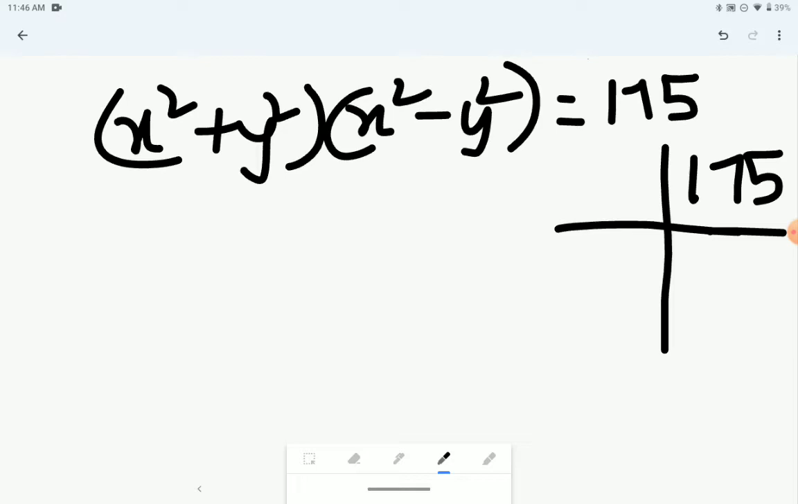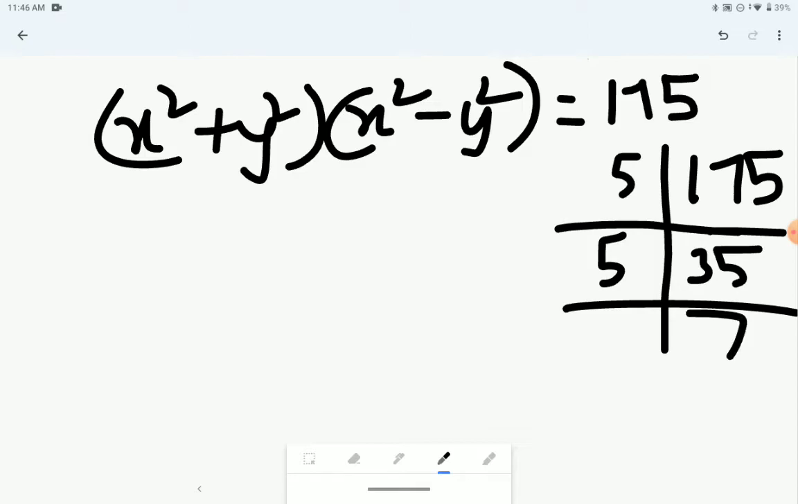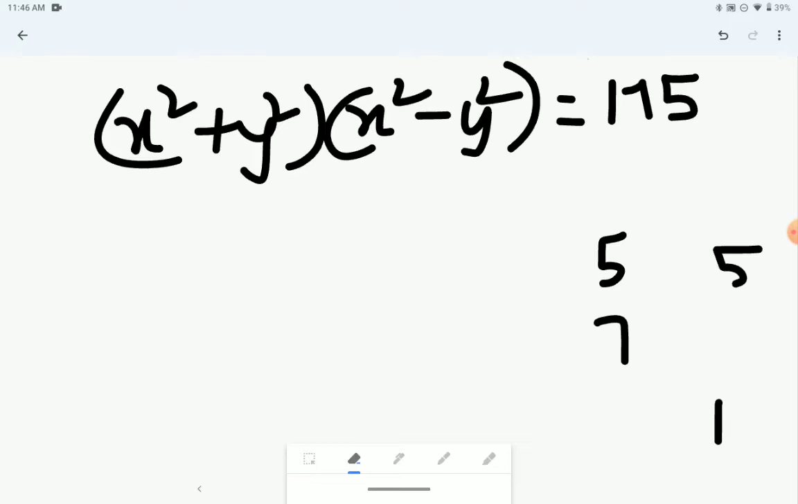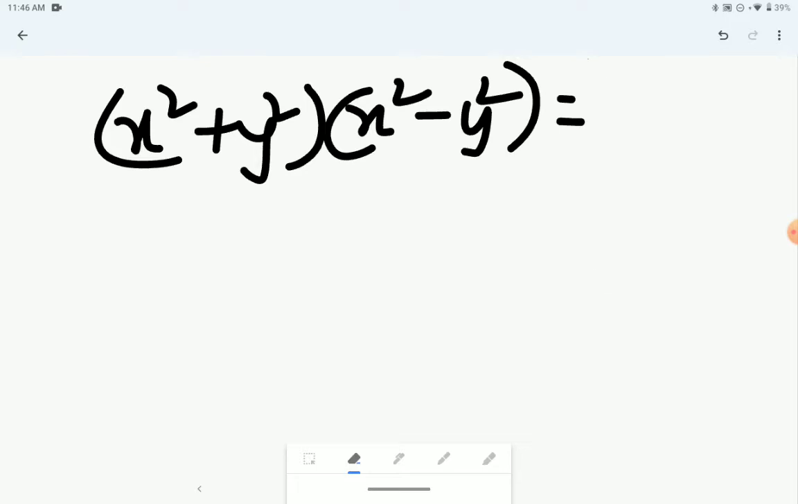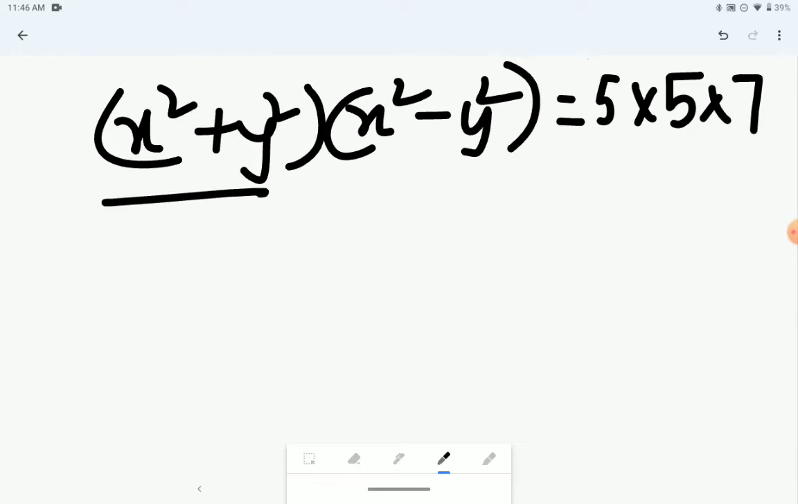Suppose 175 is 5 times 35, and 5 sevens are 35, and 7 ones are 7. Now here if we observe, 175 can be written as 5 into 5 into 7. That is 5 square into 7. Now let's see, here one term, here one term. Consider this as the first term and this as the second term, and likewise you should be considering.